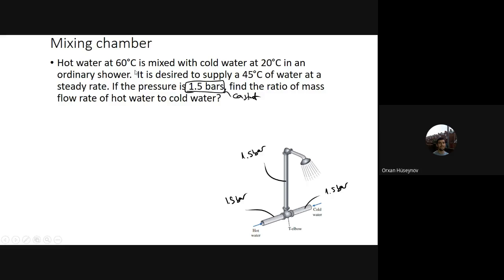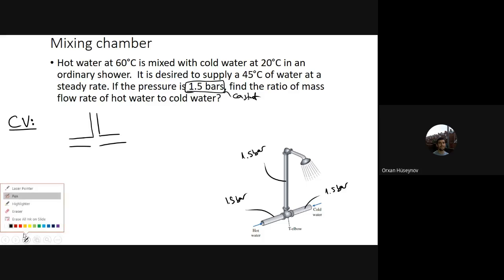Hot water at 60 degrees Celsius. First, I should select my control volume. My control volume is, you will not believe, the shower itself. The red color. This is my control volume. For that control volume, I have an inlet, and again an inlet, but this one is 2, this one is 1, and I have an outlet, which is 3.